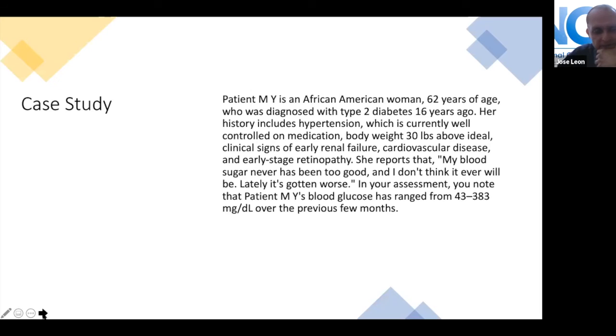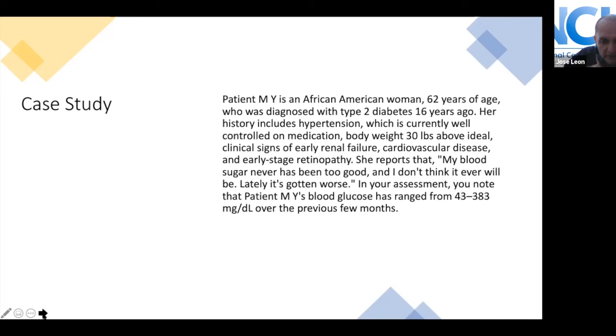So let's go back to our case study. Again, we are going to be discussing our patient MY. She's an African-American woman, 62 years of age, who was diagnosed with type 2 diabetes 16 years ago. Her history includes hypertension, which is currently well controlled on medication, body weight of 30 pounds above ideal, clinical signs of early renal failure, cardiovascular disease, and an early stage of retinopathy.